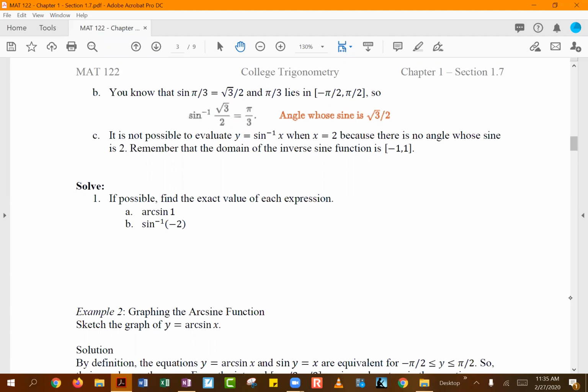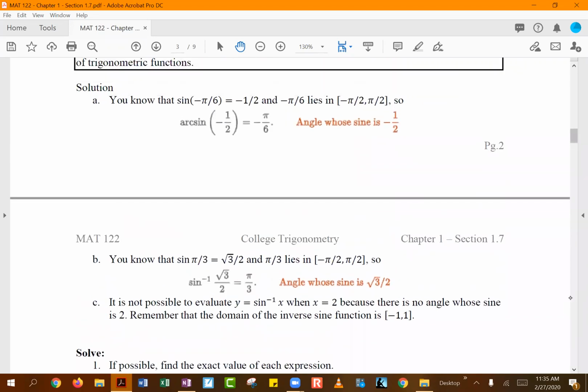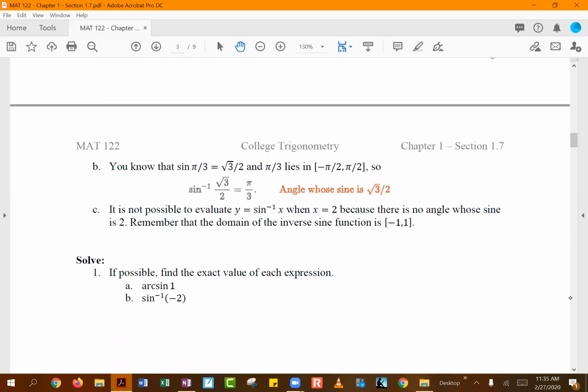It's not possible for us to find an answer to that. So again, that's something you have to think about when you're working through these sine inverse, cosine inverse functions: what is the domain of these functions, and are we staying within the domain? That's what we talked about in those first two examples. -pi/6 falls within the range, so we can use it. Pi/3 falls within this range, so we can use it. But x equals 2 is outside of the domain of our function, we cannot use it.